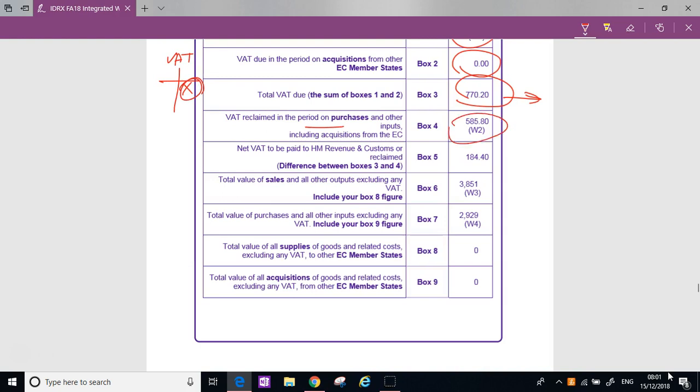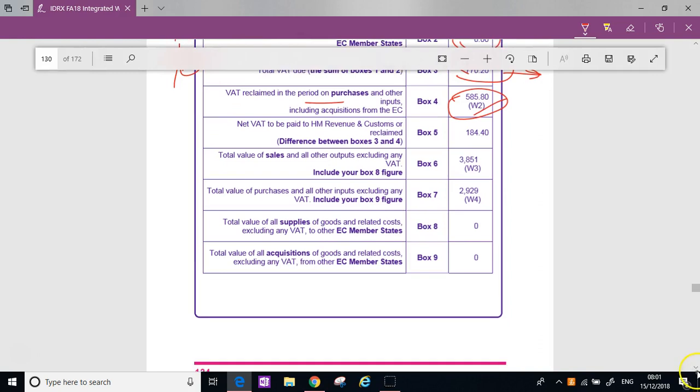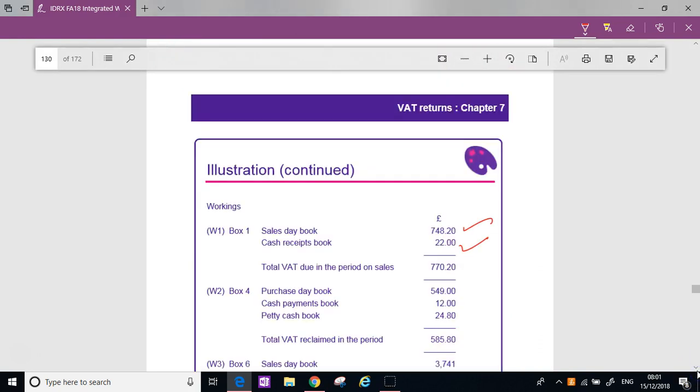Now you can claim. What can you claim back? And that's us adding everything from VAT on purchases, credit purchases, VAT on cash purchases, and VAT on petty cash purchases. So all purchases that are allowed. And we can see that says that's working two. Let's have a quick breeze of what's going on over there on working two. You can see that that's the purchase day book, that's the cash payments book, and there's the petty cash book as well. You can claim all of that back.